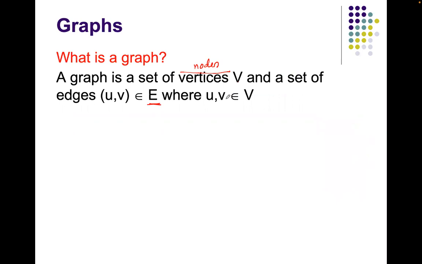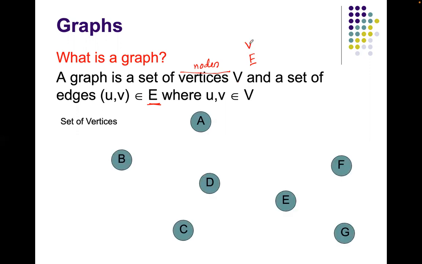First, let's see what a graph is. So a graph is a data structure. A graph is a set of vertices, also known as nodes. Okay, so V represents the set of vertices or nodes, and a set of edges E. So E represents the set of edges. A set of edges means a pair of two nodes U and V. Both of these nodes U and V are going to be members of the set of vertices V.